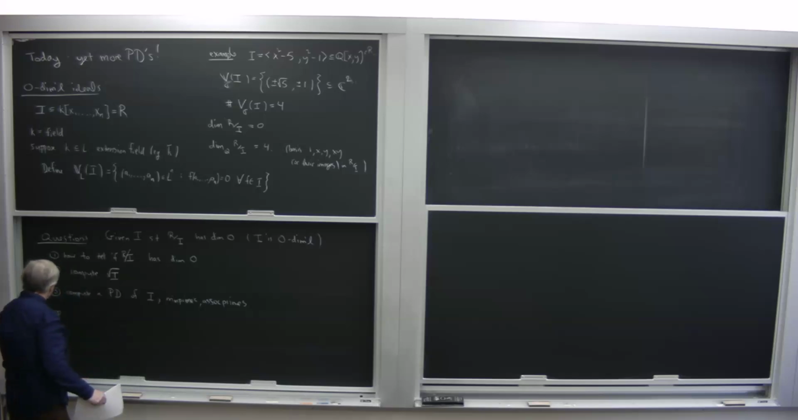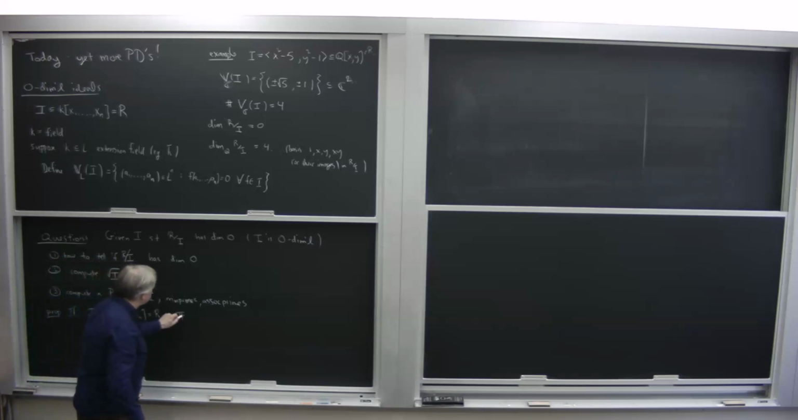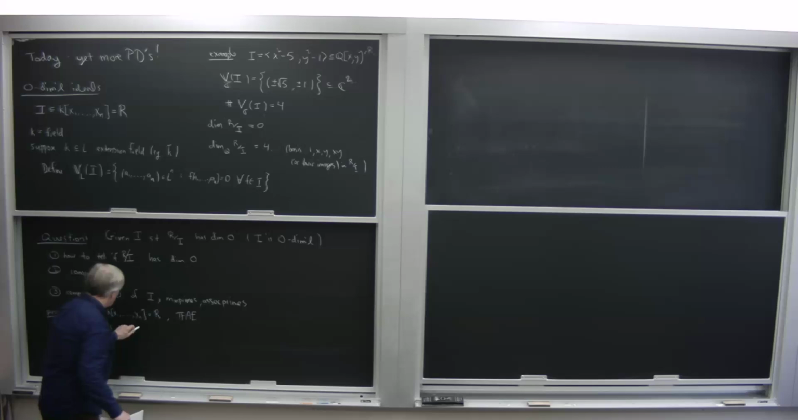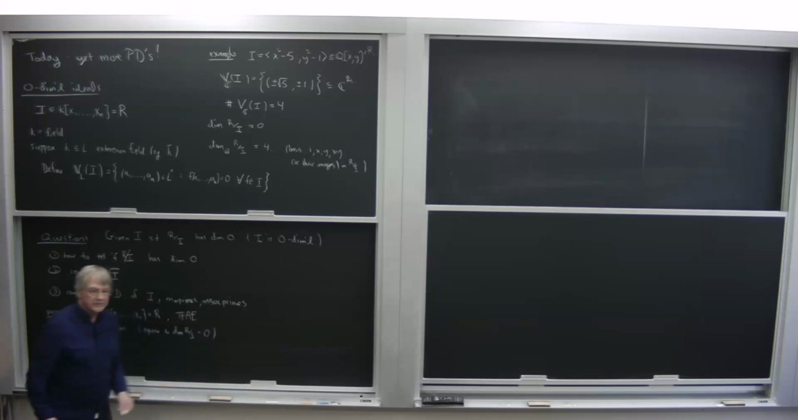So the first proposition is the following are equivalent. If I is some ideal contained in K[x1, ..., xn], which is as usual R, the following are equivalent. One, the dimension over K of R mod I is less than infinity, and this is equivalent to the dimension of R mod I equaling 0. You should check and make sure you believe that.